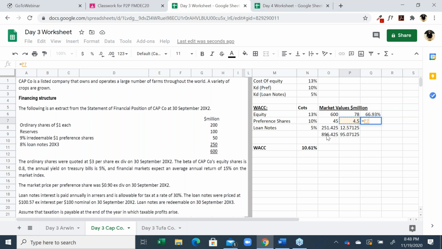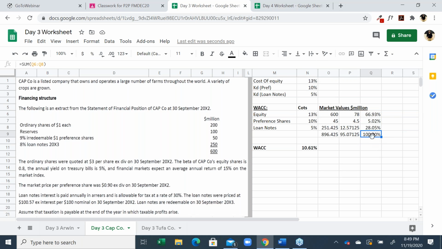The total value of preference shares is 45 million, whereas the total value of capital is 896. And if we want to find out the percentage, we have to divide by the total, and it is 5.02% of the total capital. And the total value of loan notes is 251 approximately, and the total value of capital is 896, and this is 28%. So if we just add for the sake of our own clarification, it's 100%.